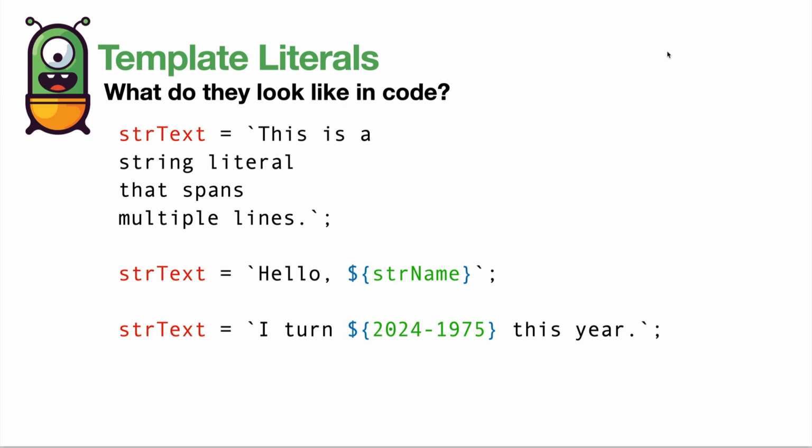In the next example, you can see that instead of a variable name inside the curly braces, I actually have an expression, 2024 minus 1975, and that will return 49, which is the age I turned this year. So you can do all kinds of really slick string modifications, and you can insert values and the results of expressions right into your string using template literals. So that's a great thing to know how to do, because it comes in very handy when you're working with text.